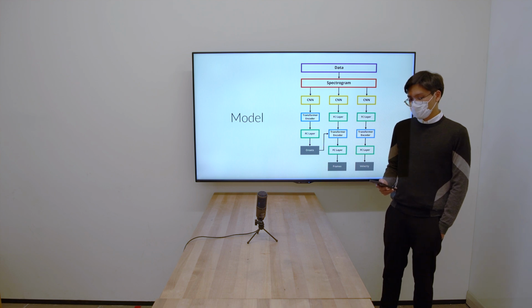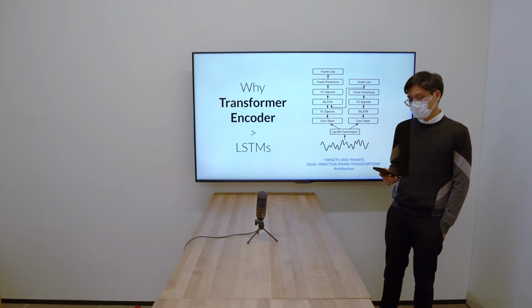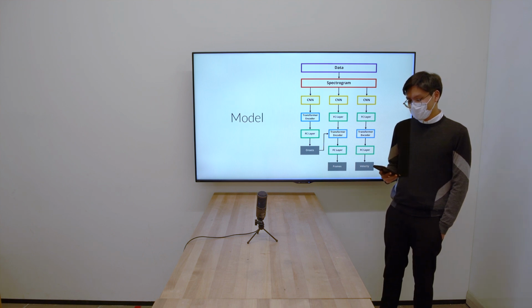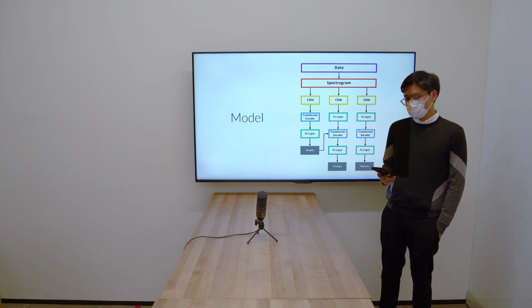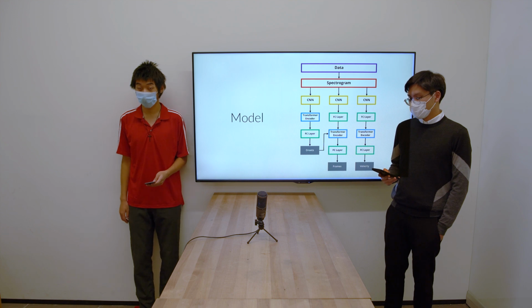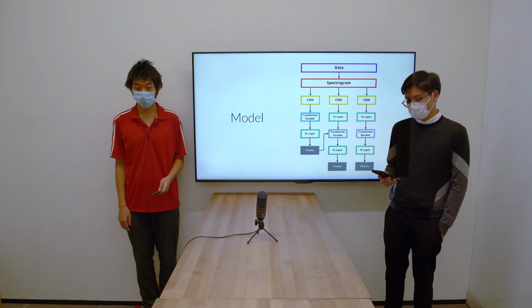Let's go over some of the reasoning behind this. First, why CNN? We chose CNN because image and audio both have two-dimensional time-frequency input representation. The fact that CNN performed well in image classification problems also suggests that it could be used for music transcription.